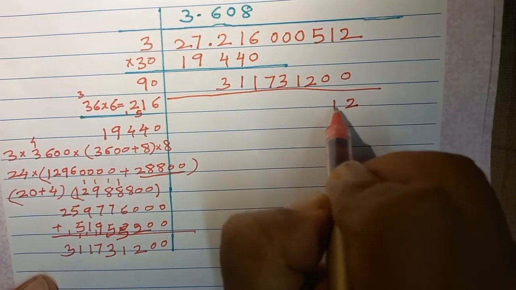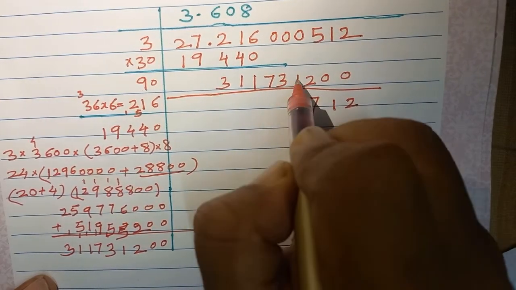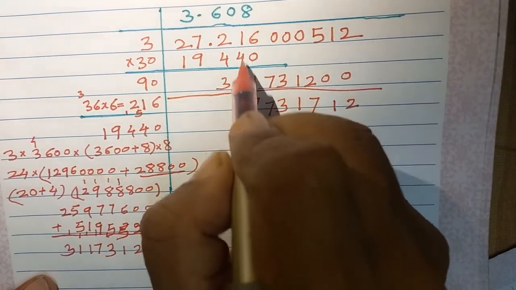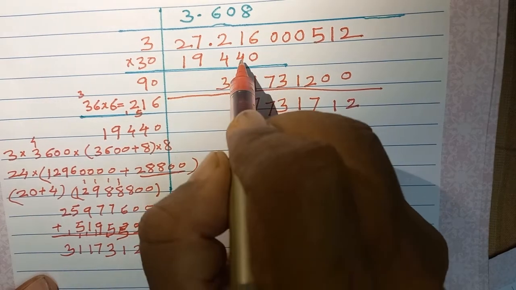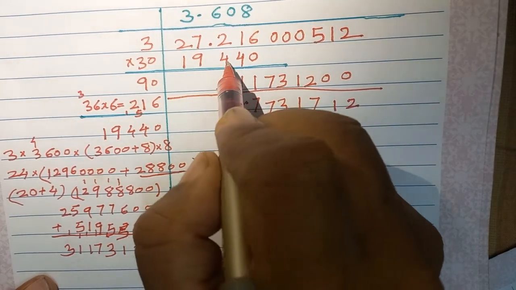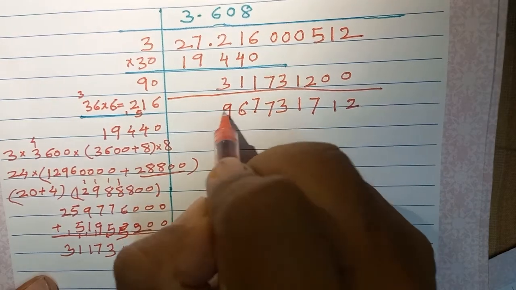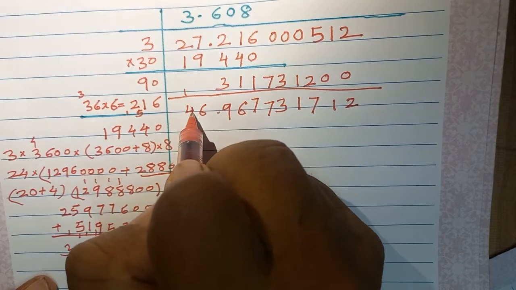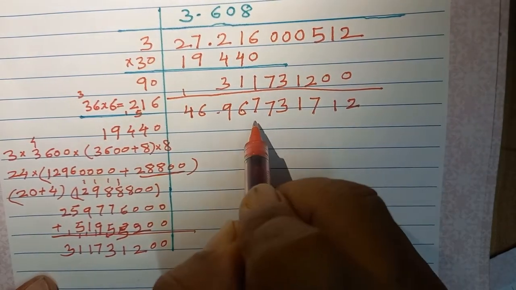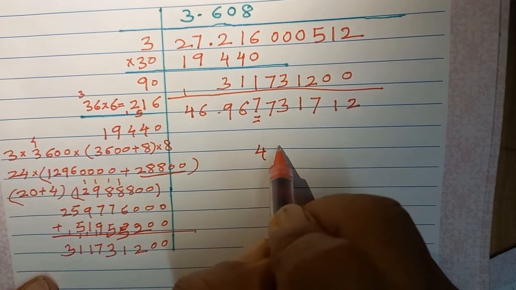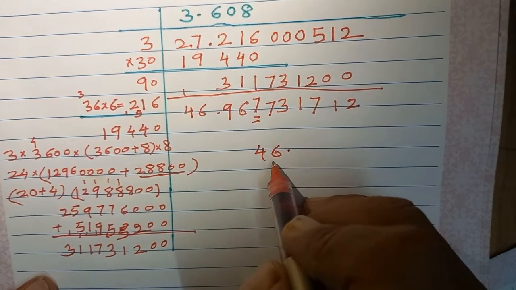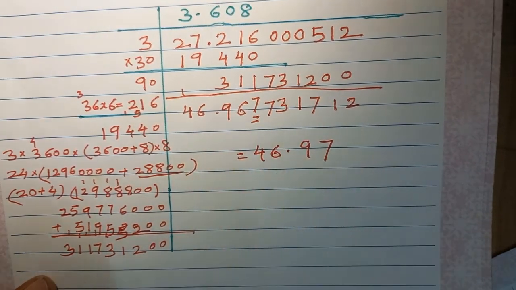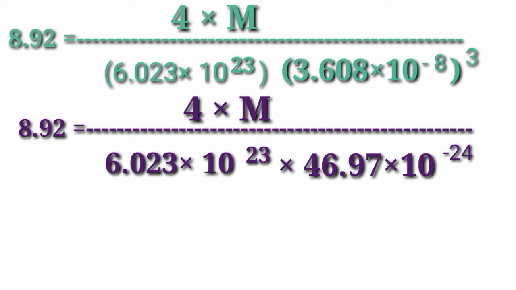2, 1, 5 plus 2 is equal to 7, 1, 3, 7, 7, 4, 5, 6, 4, 5, 6, 3, 7, 8, 9. 9 plus 7 is equal to 16. 2 plus 2 is equal to 4. Now we can take the value 46.97. Take this value to solve.